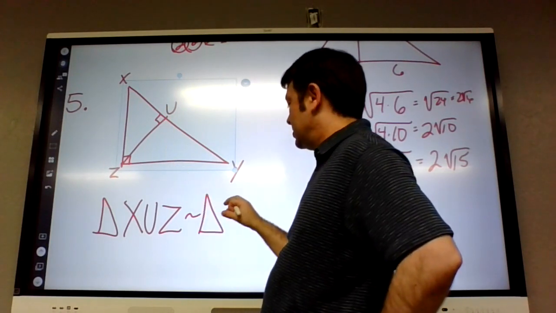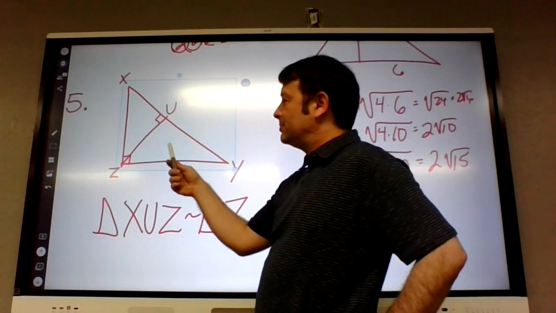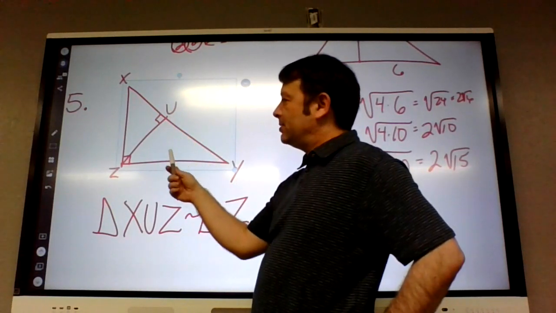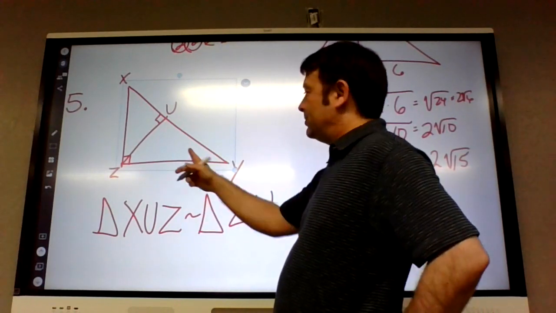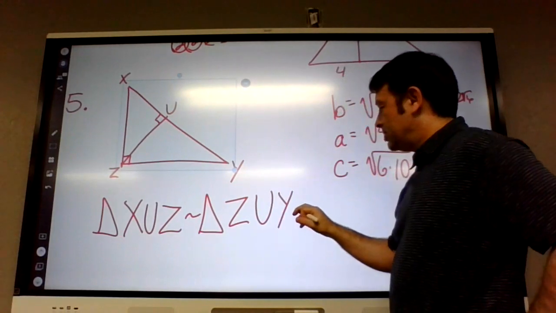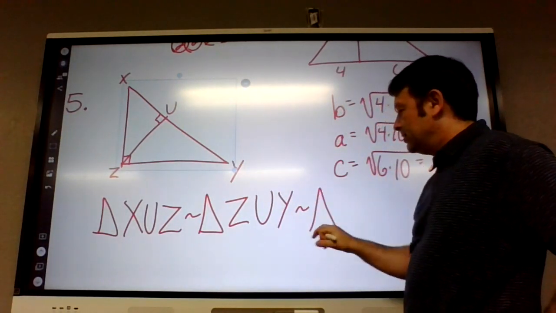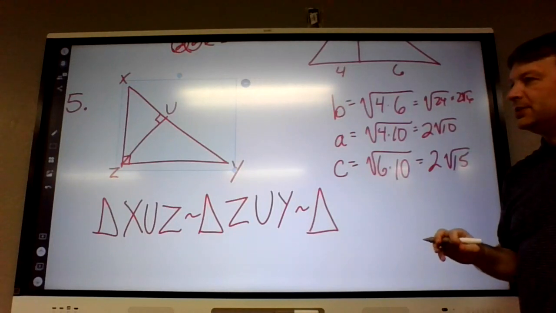Z. Yes. Then we went to U, which is the 90-degree angle. So where's the 90-degree angle on this triangle? U. Okay, and then what's that leave for Y? Good job, you guys did that well. Alright, but we still have another triangle. X, Z, Y, X.